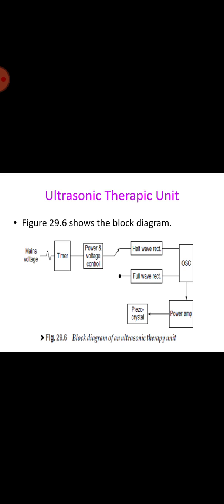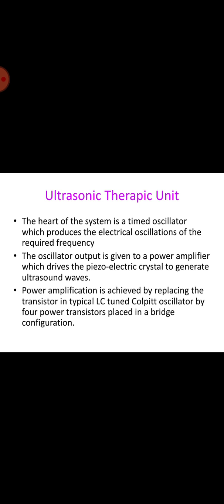This diagram shows the block diagram of the ultrasonic therapeutic unit. The equipment required for ultrasonic therapy is electronically very simple. The heart of the system is a timed oscillator which produces the electrical oscillations of the required frequency. The oscillator output is given to a power amplifier which drives the piezoelectric crystal to generate ultrasound waves.